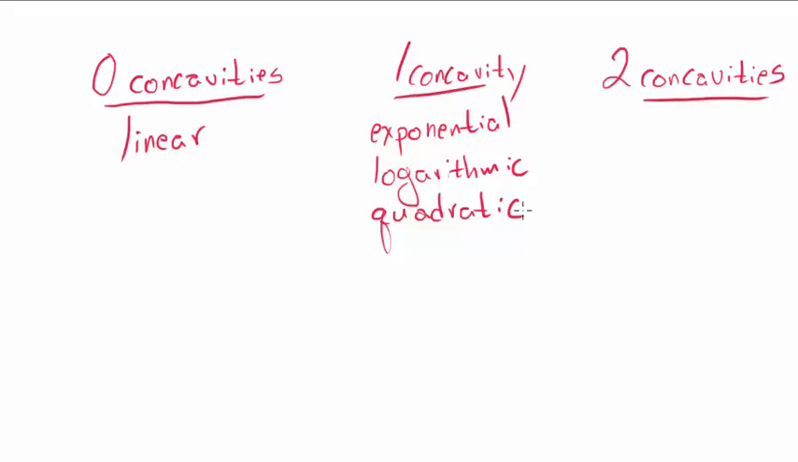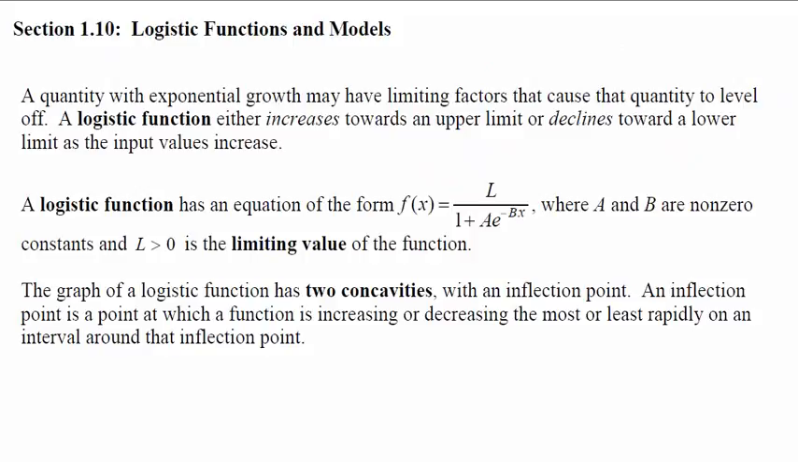Now the 2 that we're going to look at today have 2 concavities, which means they're going to have an inflection point, and those are logistic and cubic. I think these are different enough that we're not going to confuse them, as we've seen some examples where a quadratic and an exponential might look very similar. So let's come back. We're going to start with logistic.